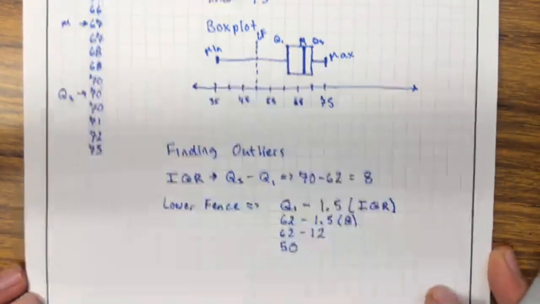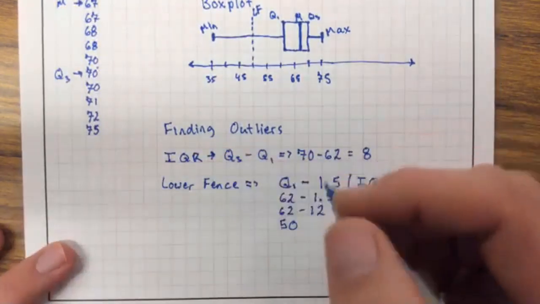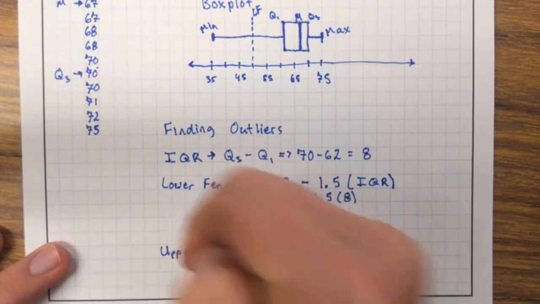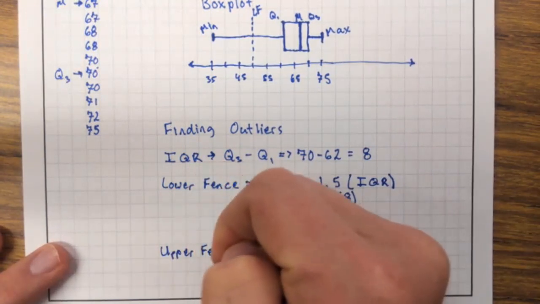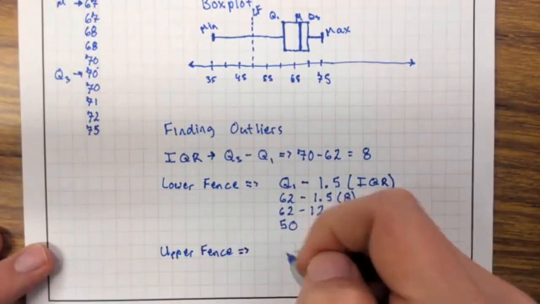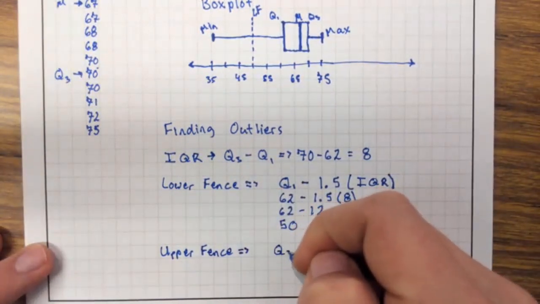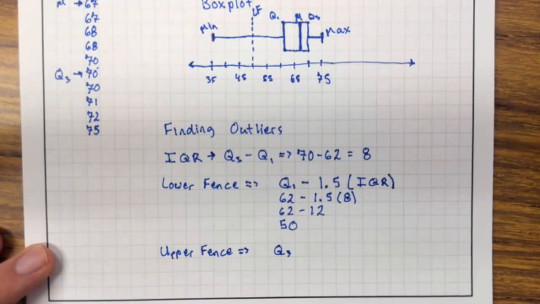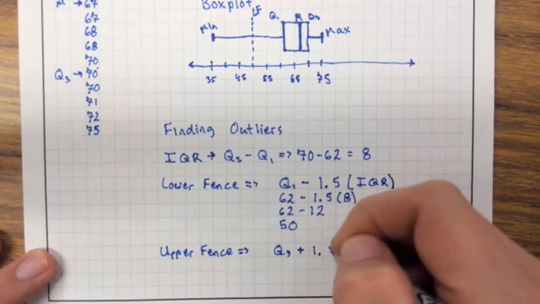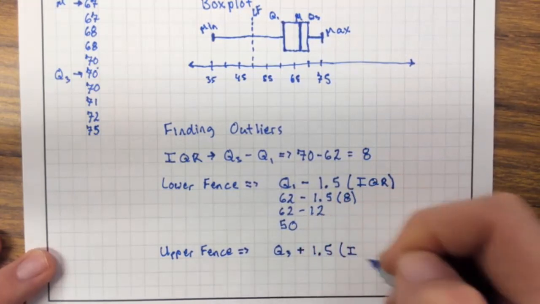Now we'll do the upper fence. The upper fence is calculated almost the same way. It's quartile 3, and instead of subtracting 1.5 times the IQR, we are going to add 1.5 times the IQR.